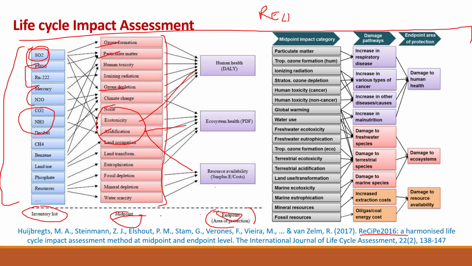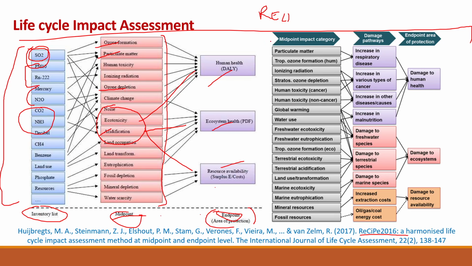So we have different midpoint impact categories where, if I want to know the impact of SO2 on ozone depletion, I'll go for the midpoint impact categories. But if I want to know what is the effect of SO2 on human health, then I will go to the endpoint impact categories. Okay, and there is a dedicated methodology for converting this inventory into midpoints and further midpoint to endpoint. Okay, so this is just to show you how we are interpreting the results.